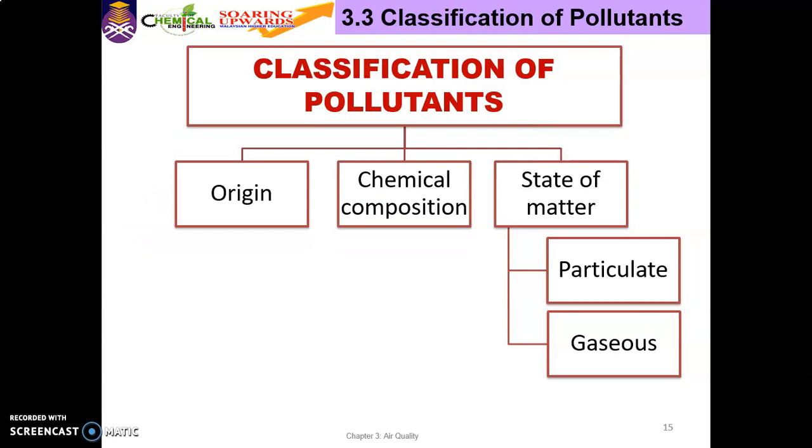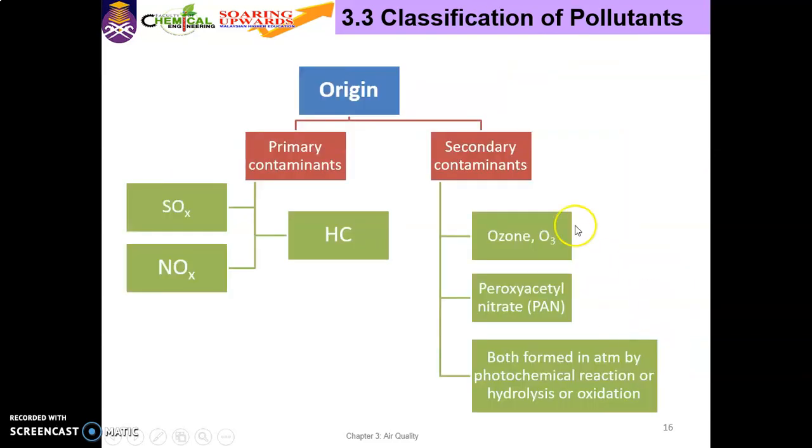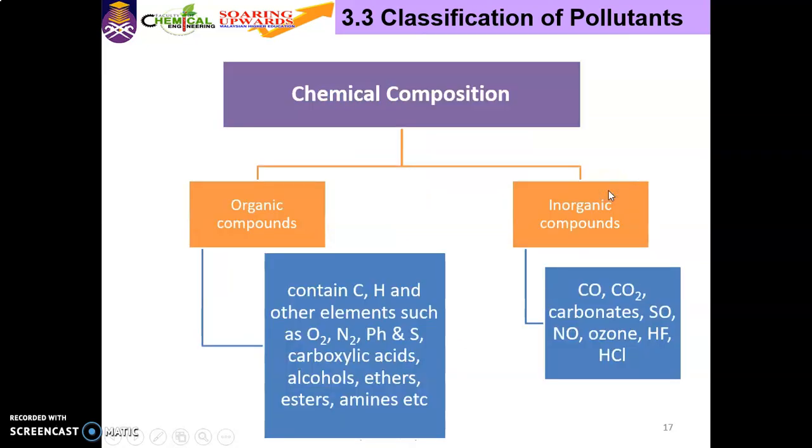Next is about classification of pollutants. Okay, so classification we can divide into three: the origin, daripada mana datang pollutants tu, the chemical composition of the pollutants, and lastly, state of matter of the pollutants. Okay, state of matter either in particulate or gas. Now look at the first one. Okay, origin, where it comes from. So it can be divided into two again: primary contaminants and secondary contaminants. Okay, so this is example of primary contaminant, and these are for secondary contaminants.